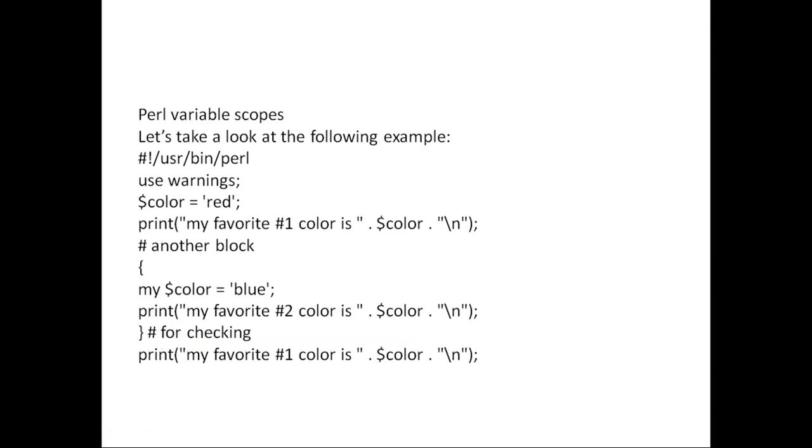Okay. So let us look at the following example. See, this is the first line, use warnings, and all things are there. Then $color is equal to red, in single quotation I have given. Print my favorite color is. So when you put the $color here, it will show output red.